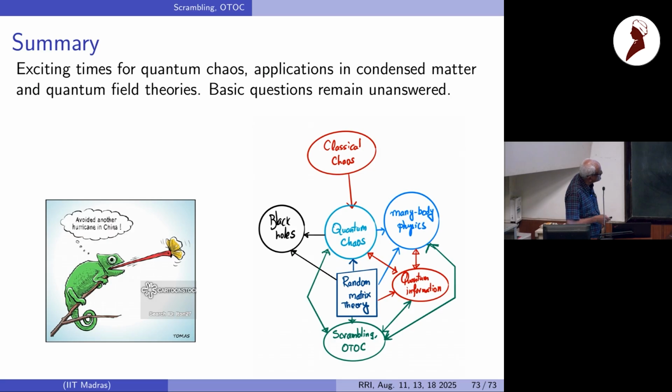There are a lot of connections to black hole physics, scrambling in many-body systems, out-of-time-order correlators, quantum information itself. It's a very interesting field with a lot of interconnections and interdisciplinary, and a lot of basic questions do remain unanswered. But I hope that I've conveyed that there are even simple models which you can play around with rather easily and actually understand a lot of these things. So thank you.